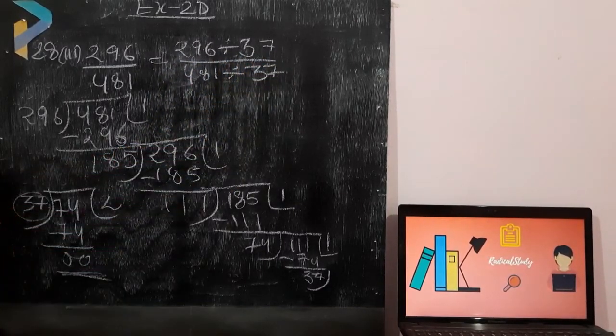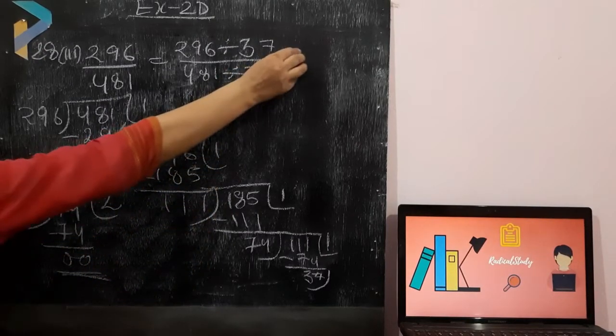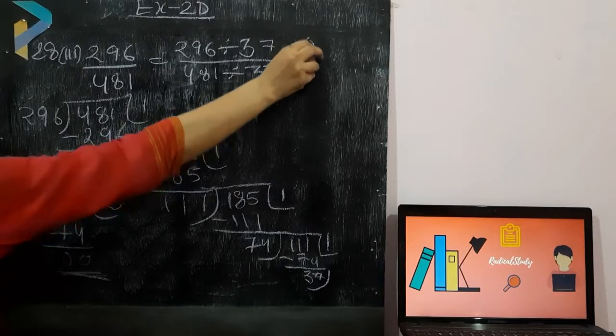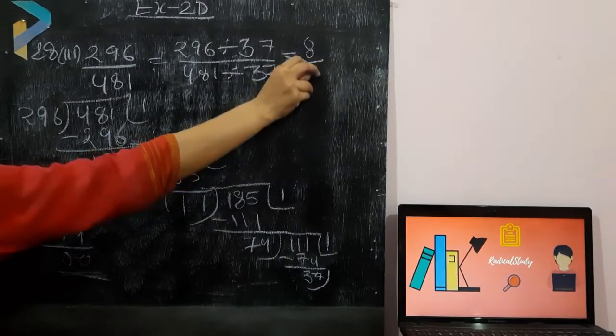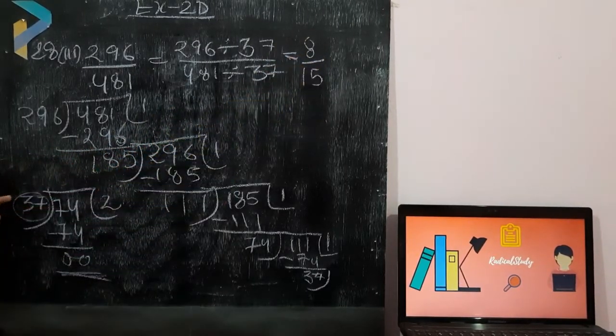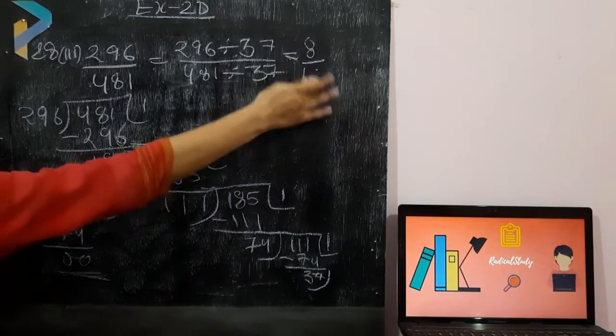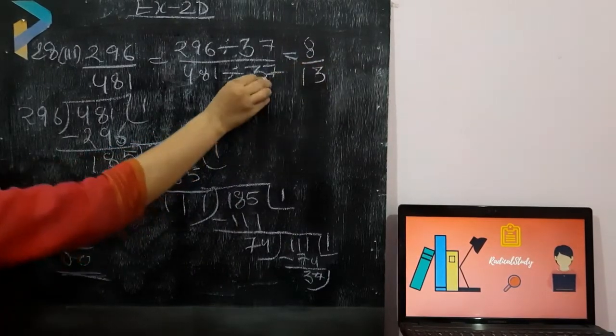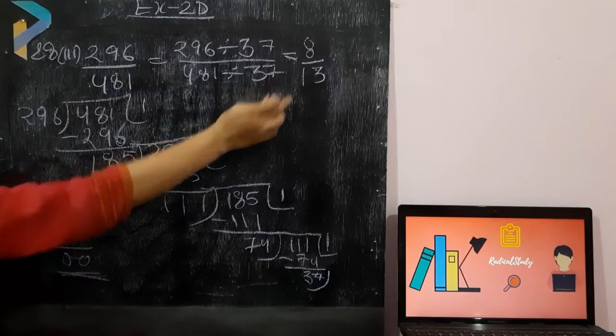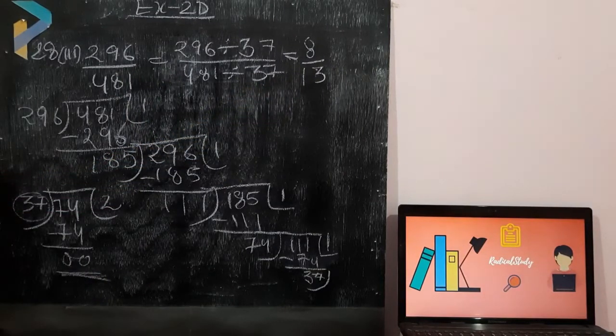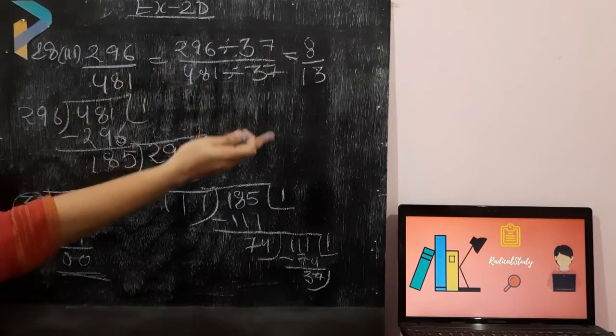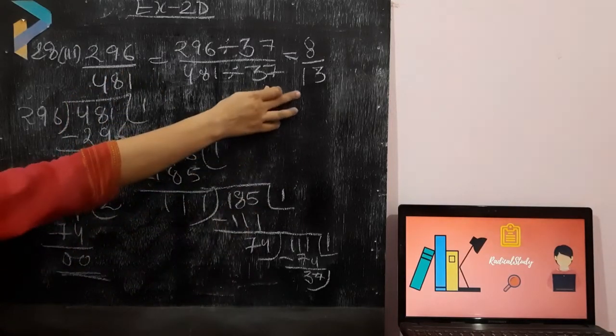Okay students. Now when we are going to divide it by 37, the answer will be 8 upon 15. Okay students, what will be the answer? It will be 8 upon 13, because 37 13s are 481. So the answer will be 8 upon 13. We have reduced this number to its lowest terms. Now it cannot be further reduced.